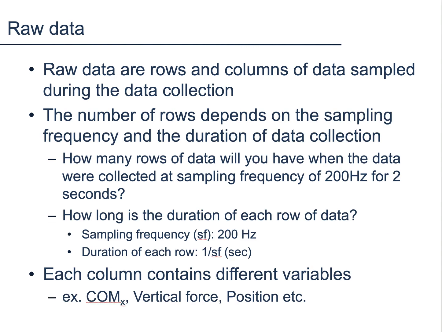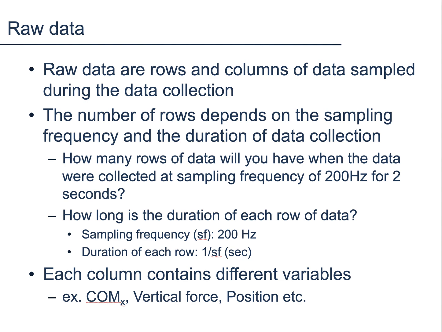Raw data looks like rows and columns of data sampled during the data collection. The number of rows your data will have depends on both the sampling frequency and the duration of data collected. If the data were collected at 200 Hz for 2 seconds, we will have 200 times 2 equals 400 rows of data. This is because the data were collected 200 times each second for 2 seconds. The higher the sampling frequency and longer the data collection time, more rows of data we will have.